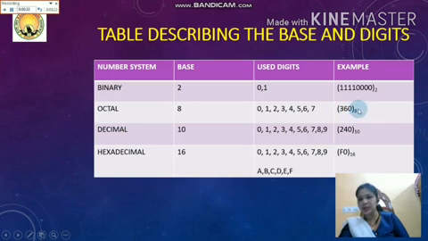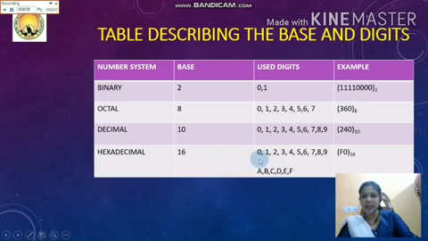Just concentrate on the base, and you will find out which type of number system it is. Here 8 is the base, so which type of number system? Octal. In the same way, next is the decimal number system. Here 10 digits are used, so the base of this number system is 10, and the digits used are 0 to 9. So in total there are 10 digits. For the example, just look at the base, it's 10.